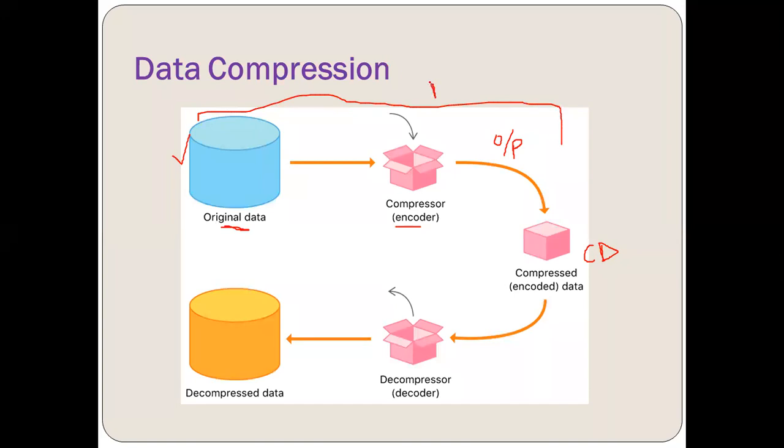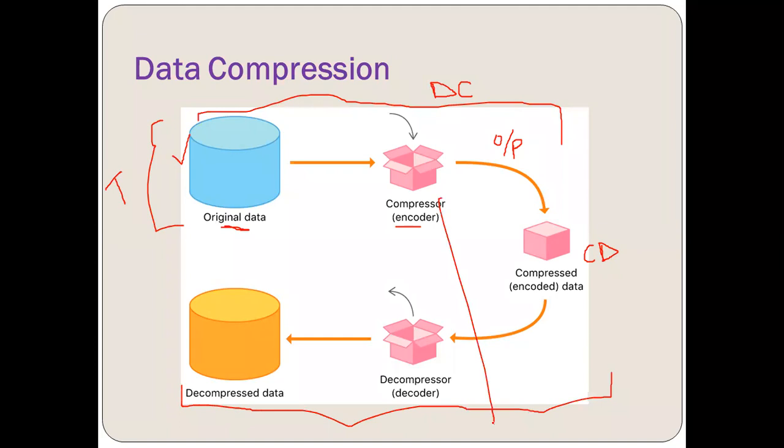Now, this particular process is called the data compression, and we can call this the transmission end. Okay. Now, the reverse process of compression takes place, and that is called the decompression. So this process is called the decompression.